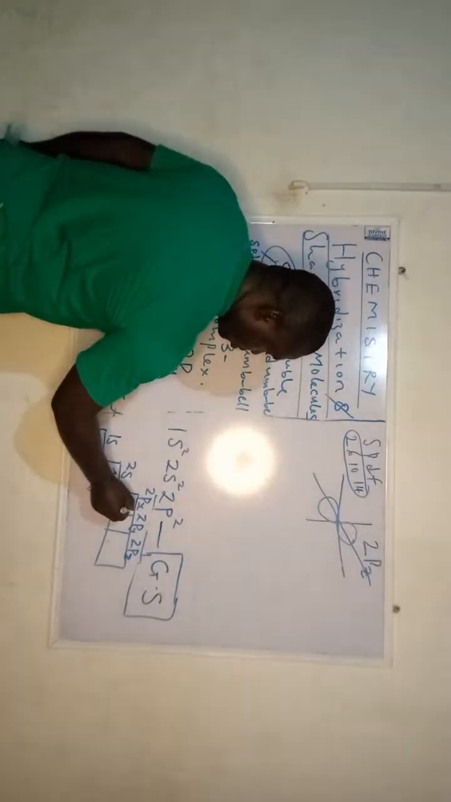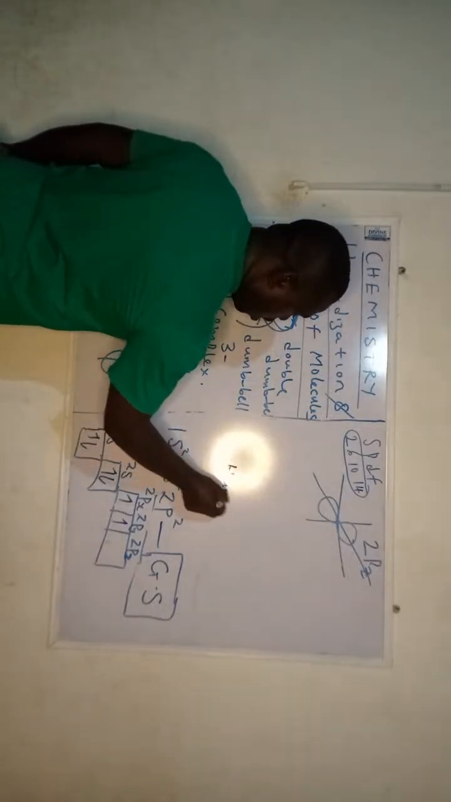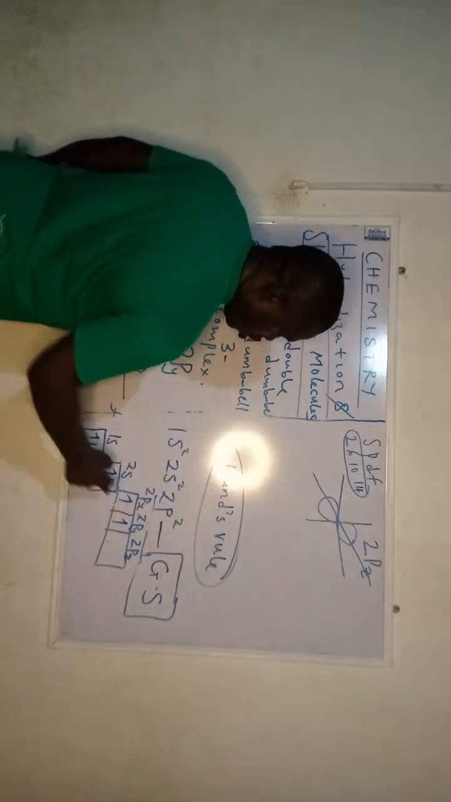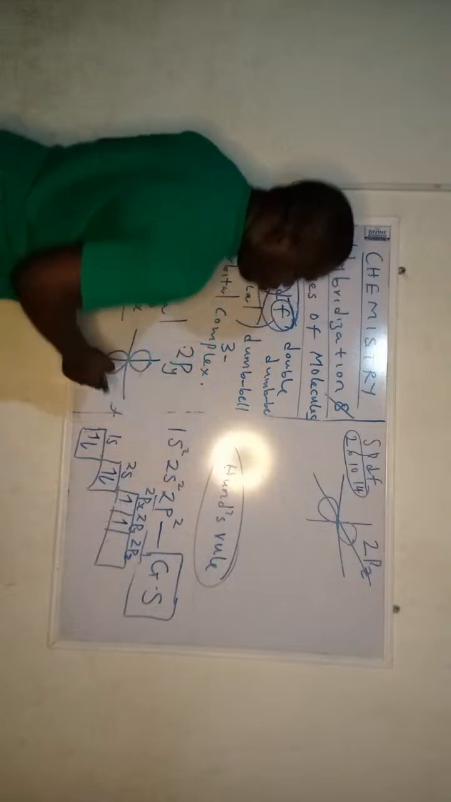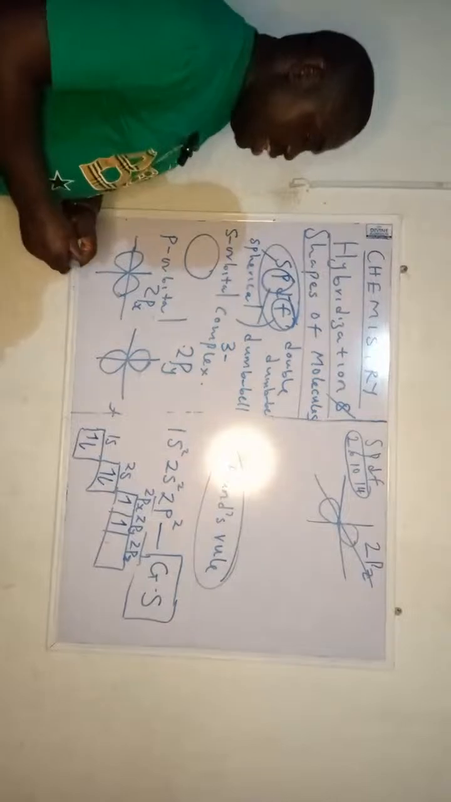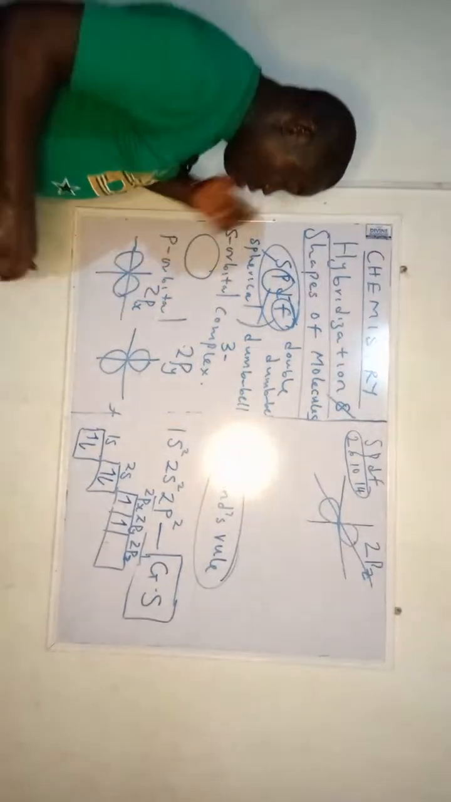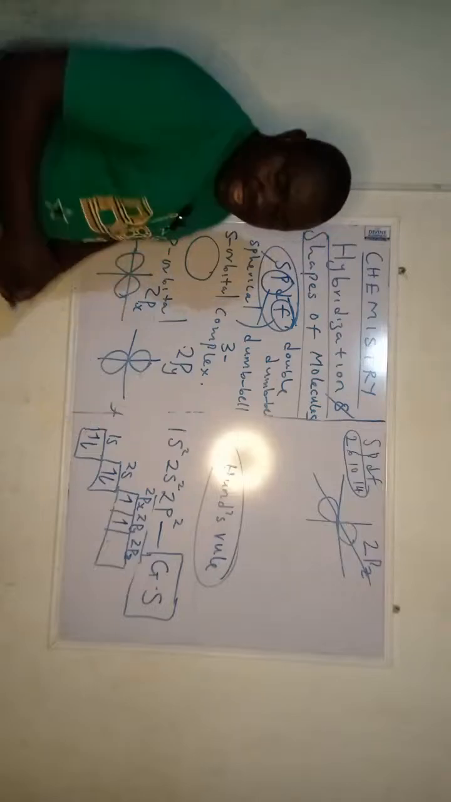So it must go in singly according to Hund's rule. If you put the 2 here without putting here, you have violated Hund's rule of multiplicity. So electron goes in singly before pairing will occur. Okay, so what we have here is 1, 1. Now you will discover that our 2pz is not being touched, nothing happens to it. So this is what happened at the ground state.